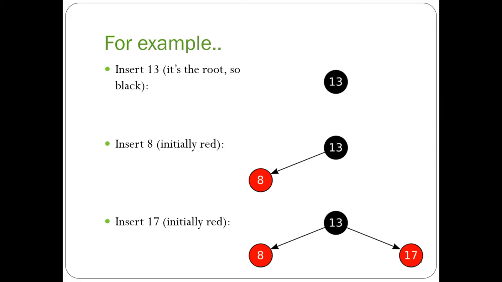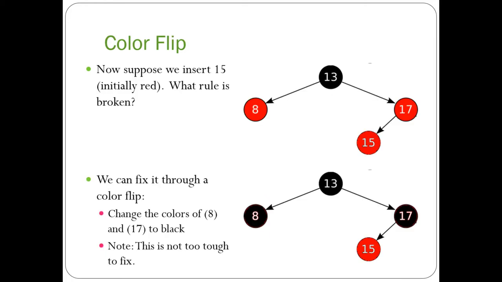For example, let's insert 13 here. It's the root, so it must be black. And then we insert 8. It will automatically become a red one. And then we insert 17. It is greater than 13, so we have to put it on the right. And now suppose we insert 15 under the 17 node.